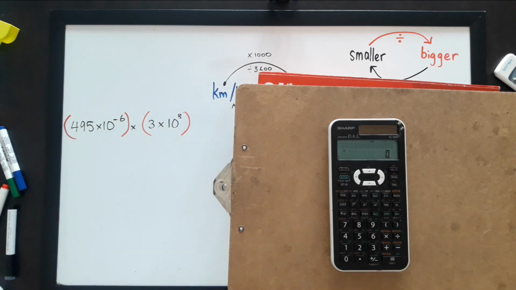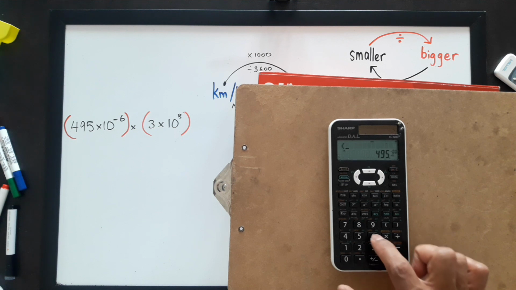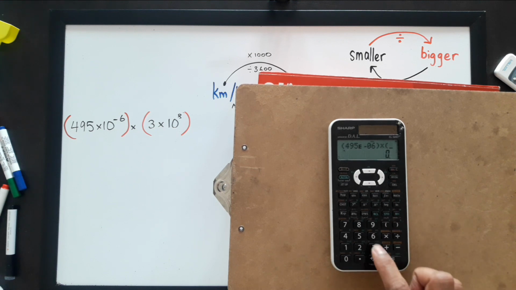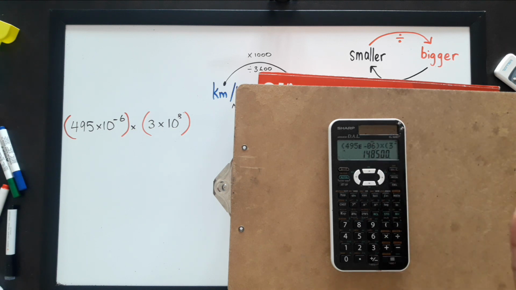Let's try it with the brackets on this calculator and see if we get the same answer. So I'm going to put this entire item in brackets. So open brackets, 495 EXP, -6, close brackets, multiply by open brackets, 3 EXP, normal +8. We get the same answer. So whether we use brackets or don't use the brackets, on this type of calculator, we get the same answer. Alright? So obviously we can do this for multiplication, we can do this for division.